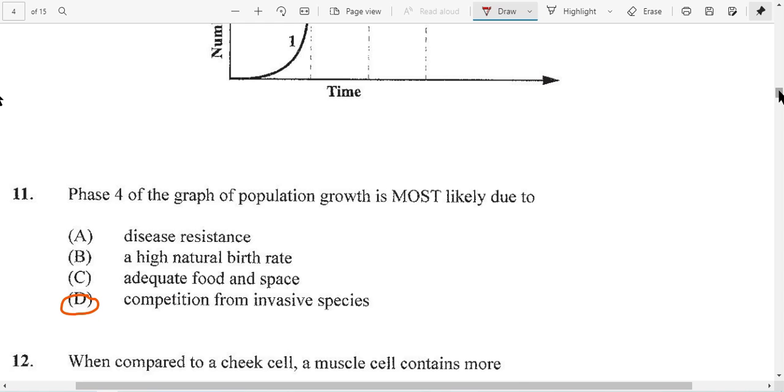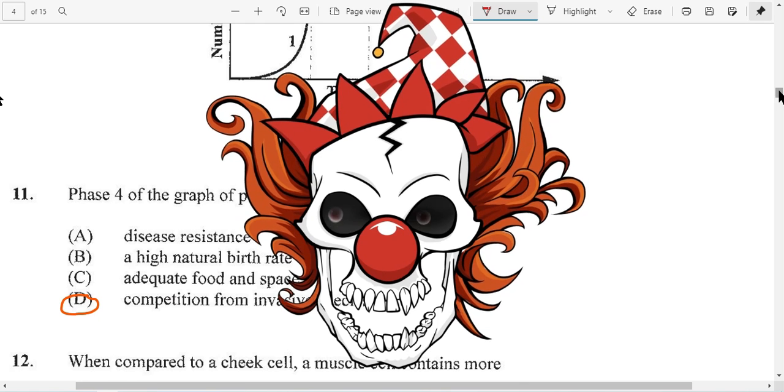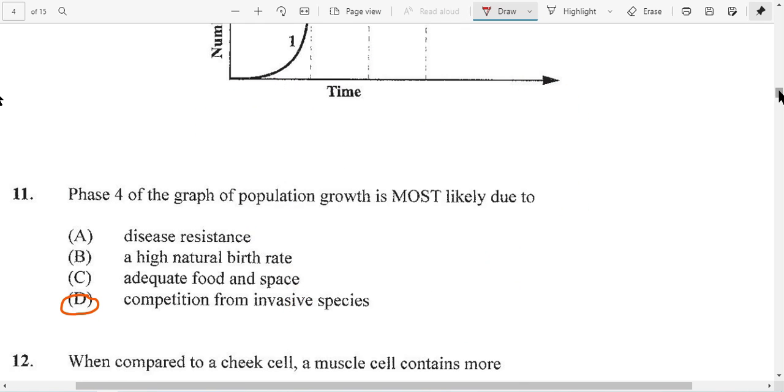So, disease resistance. If they are disease resistant, then the population will grow. High natural birth rate, then we're going to be having exponential growth. Adequate food and space, we're going to have exponential growth.